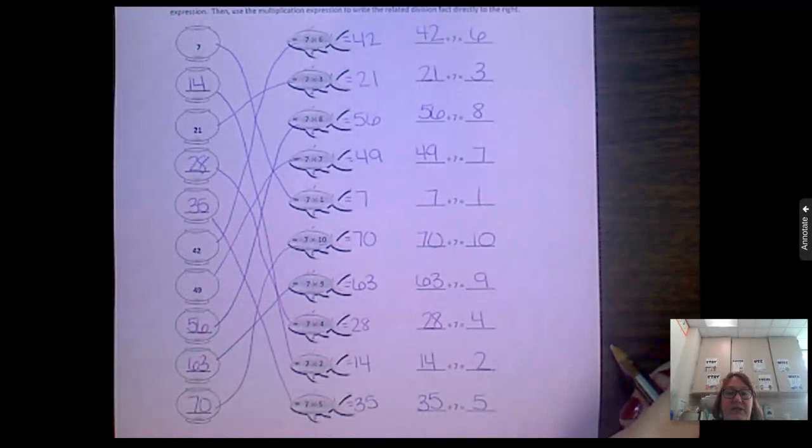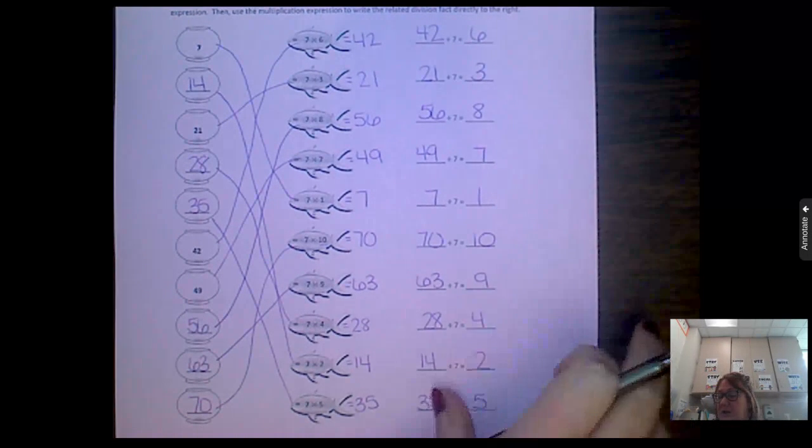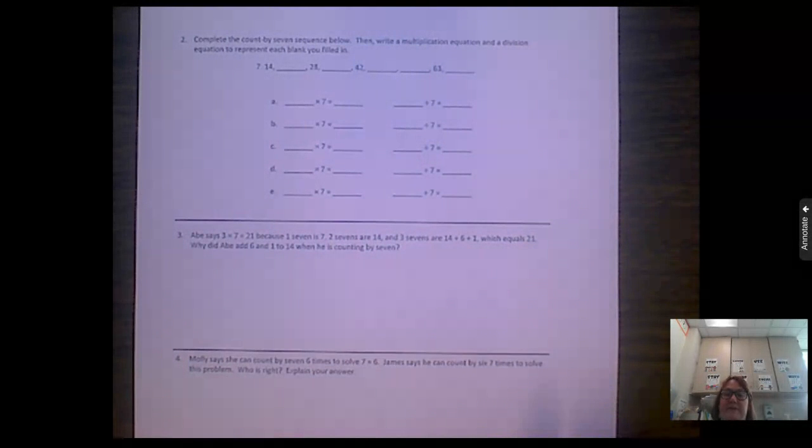How did we do? Is everyone okay with that? Good. Okay, go ahead and flip it over. And again, if you need to pause to catch anything up, feel free. You know the drill by now. Number 2 says to complete the count by 7 sequence below, then write a multiplication equation and a division equation to represent the blank you filled in.